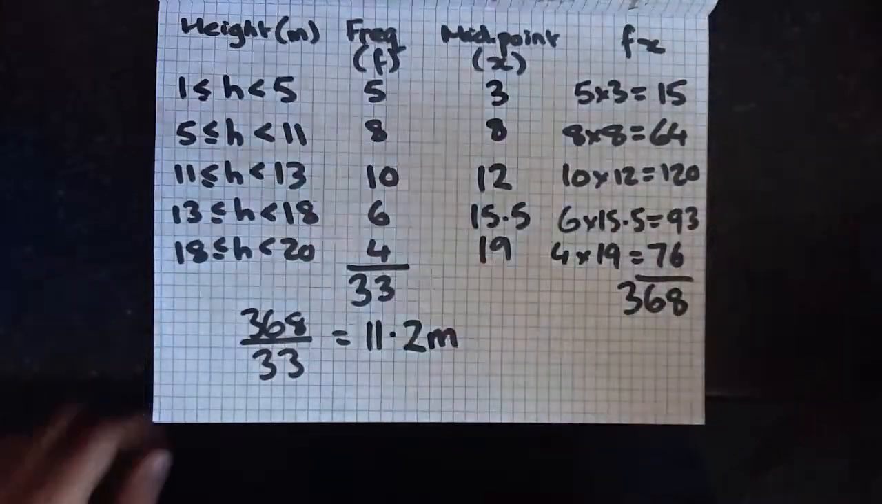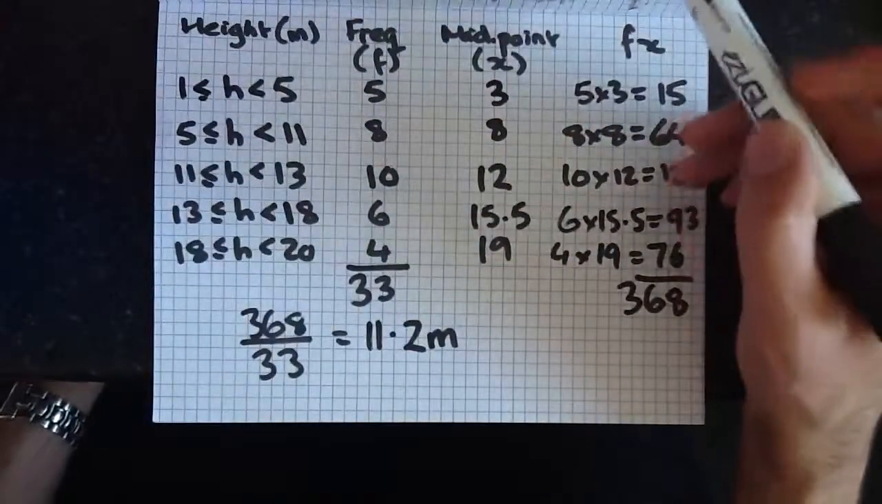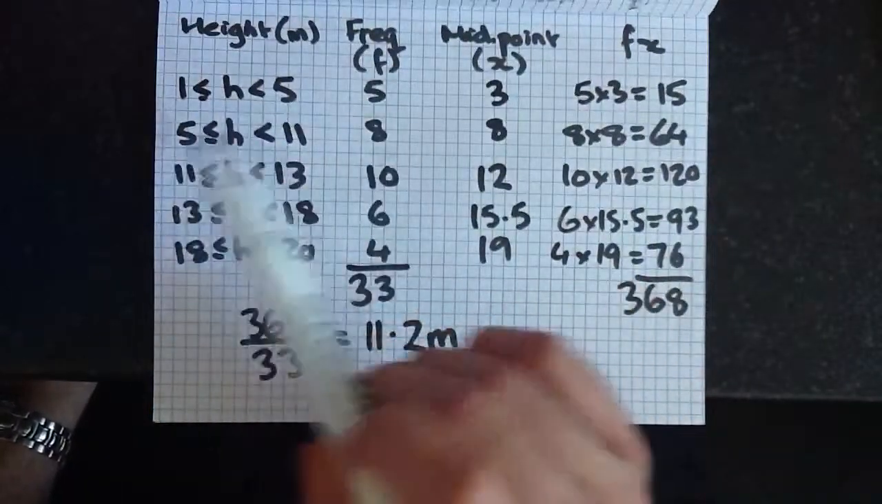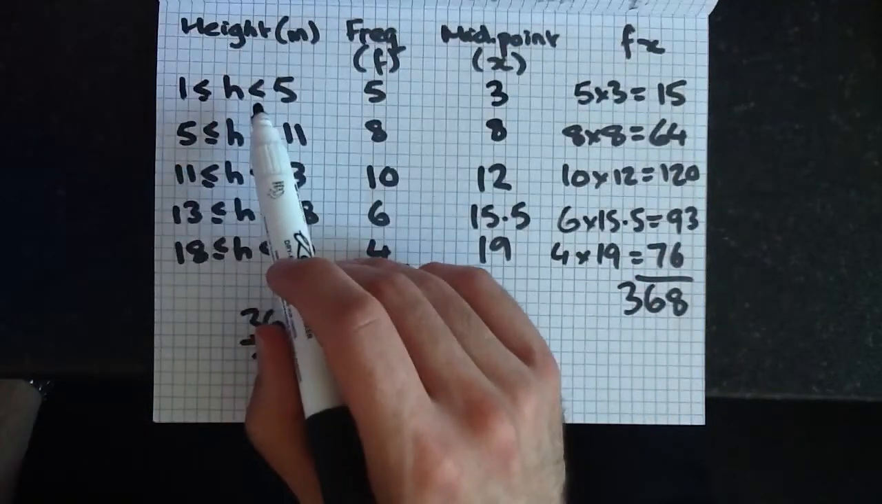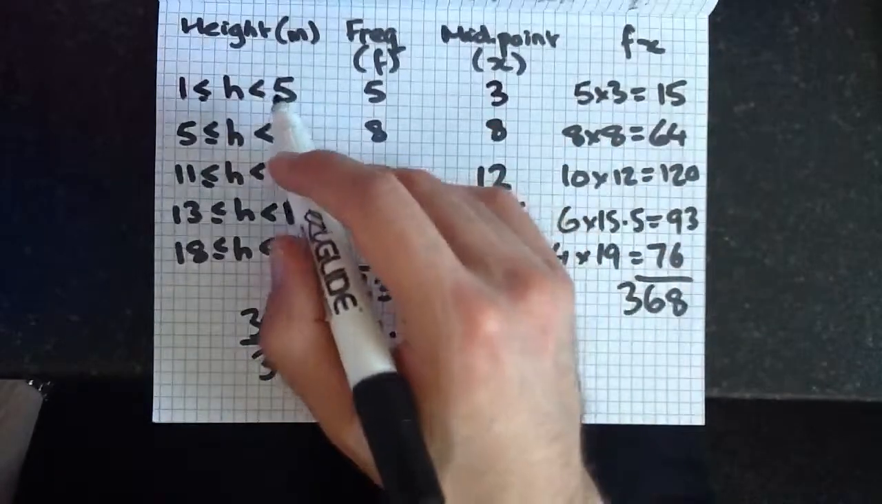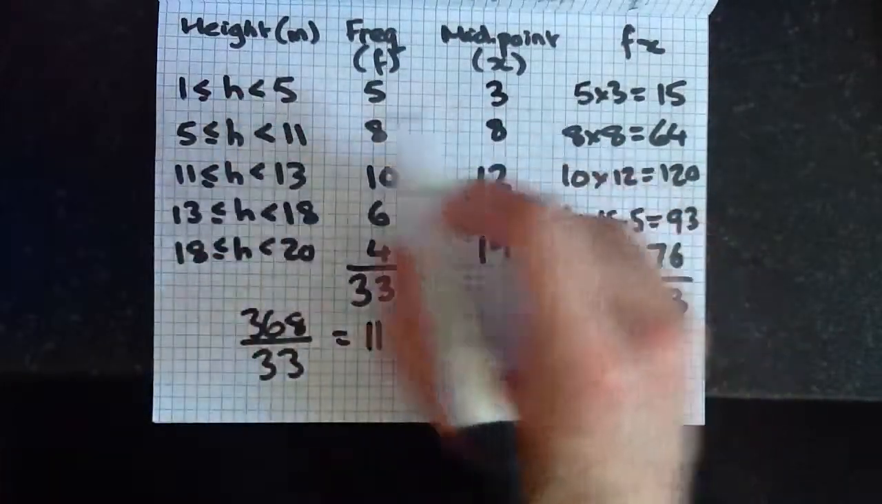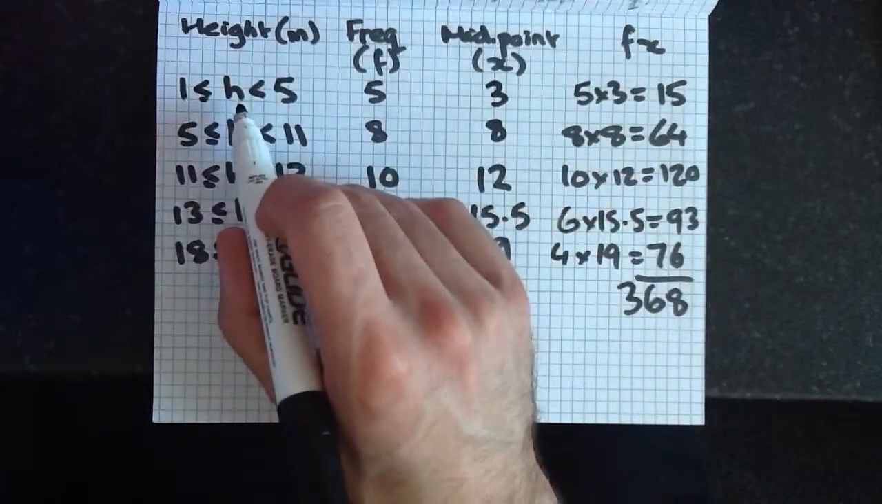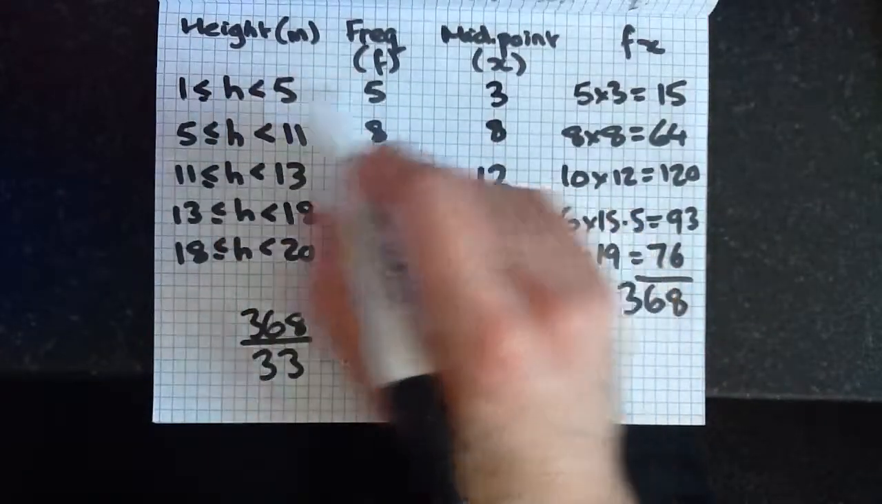Now remember, this is an estimate because we didn't know the exact height of all of these different things. So I had to estimate, and I estimate by saying that I'll take the middle value. I'll pretend that all 5 things are 3 meters tall.